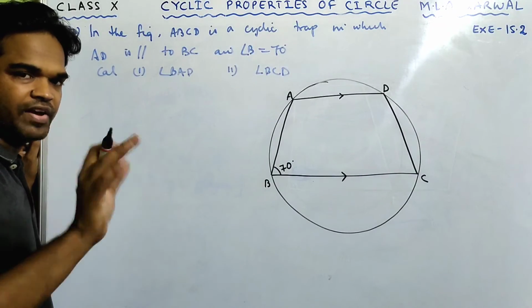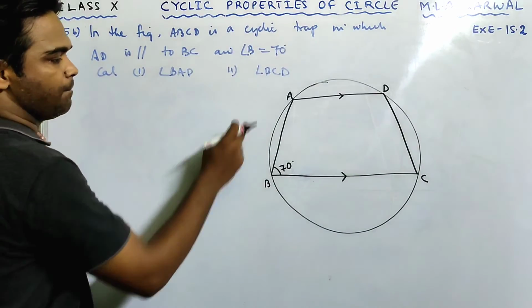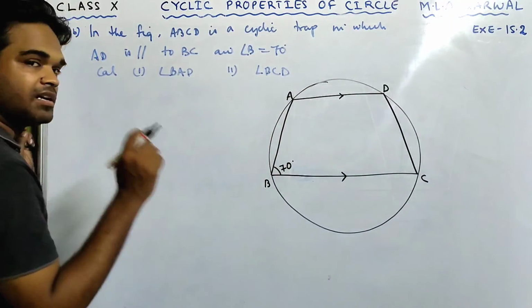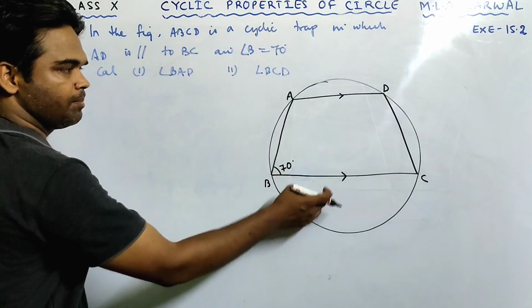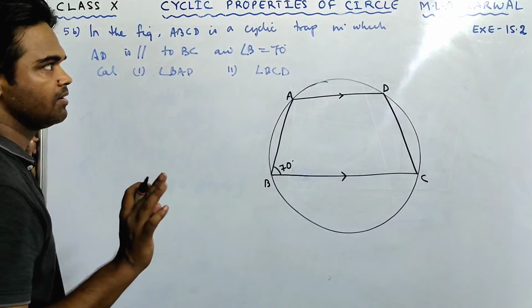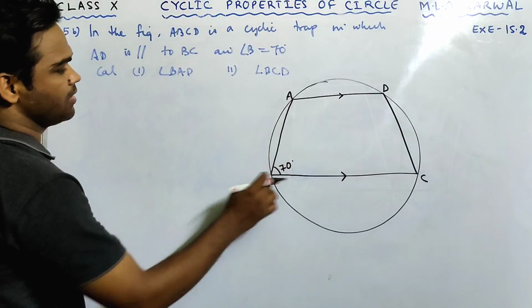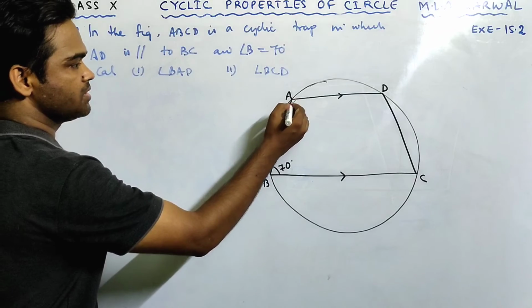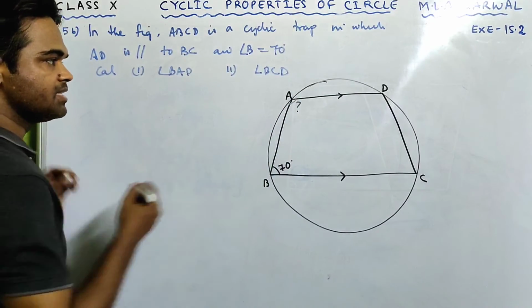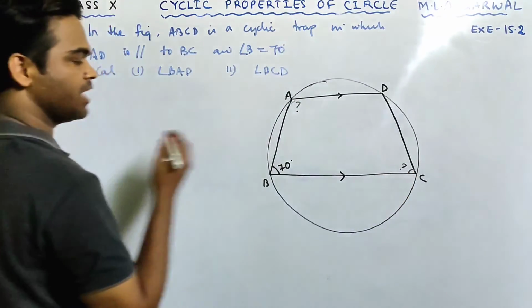Now look at this sum. Very easy. In the figure ABCD is a cyclic trapezium, which means it is a quadrilateral. What is a trapezium? One of the opposite pairs is parallel, in which AD is parallel to BC. Angle B is 70 degree. Find BAD, which means this angle, and find BCD, which means this angle.